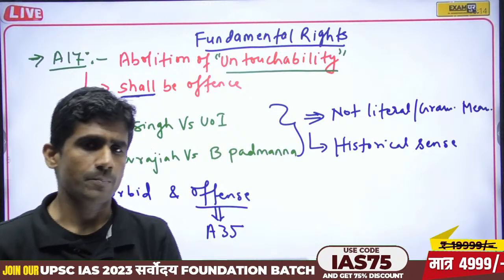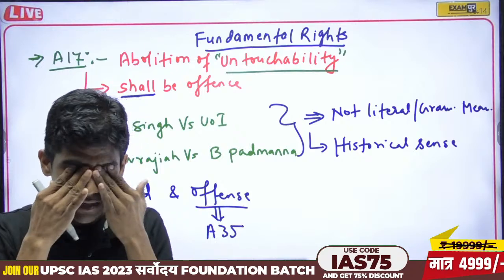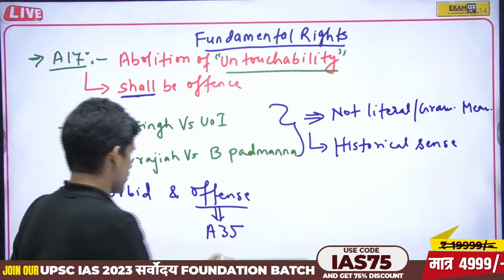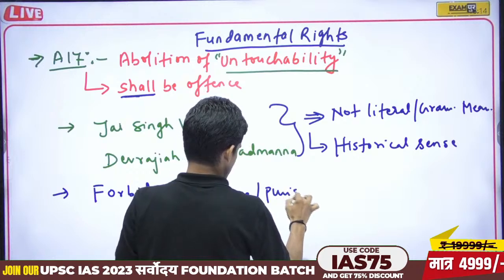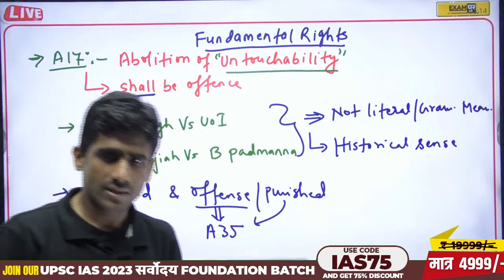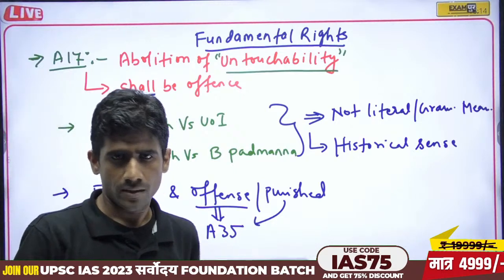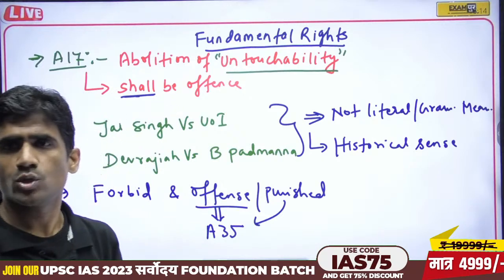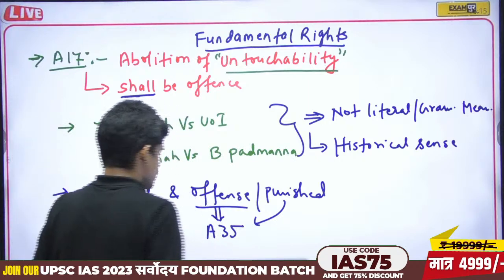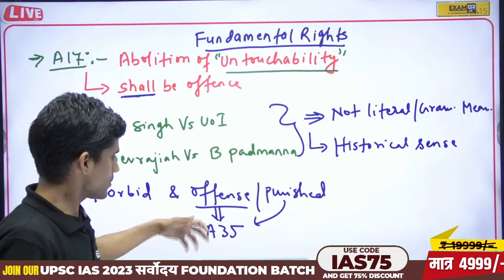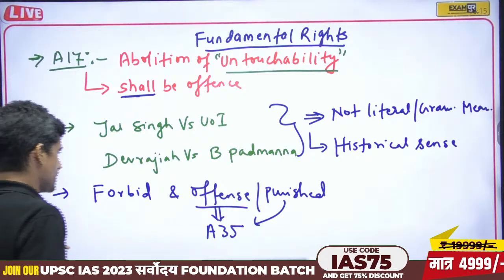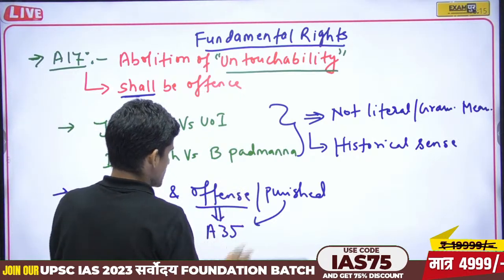Okay, forbid and offense of untouchability. But where is the offense, and what is punishable? Okay, an offense is basically punished, and where is the punishment prescribed? The punishment is prescribed according to Article 35. Article 35 talks about Parliament having the power to make laws with respect to Articles 17 and 15. I will not go into Article 35 now because I just wanted to correlate this; I will discuss Article 35 later. But forbid and punished, or offense, we can say.